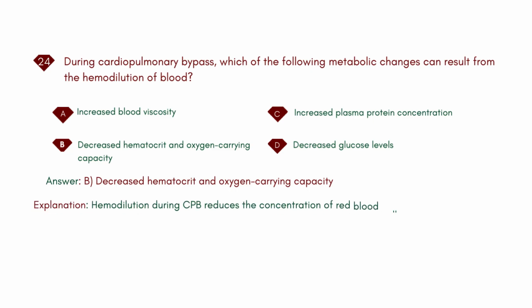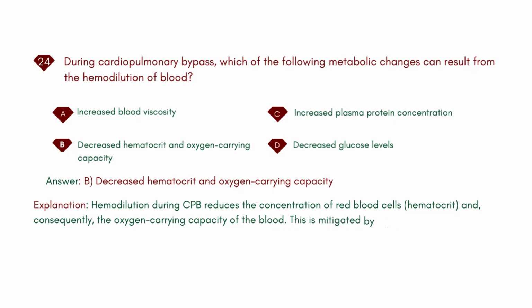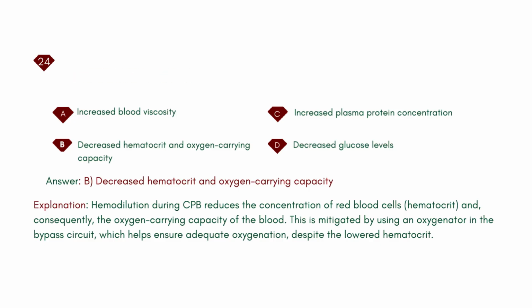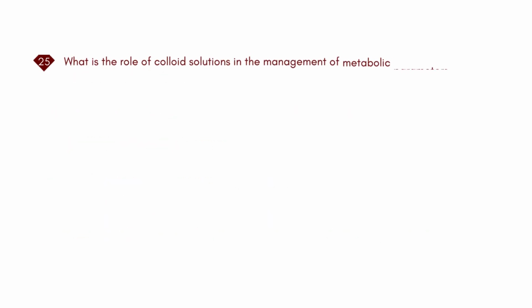Explanation: hemodilution during CPB reduces the concentration of red blood cells, hematocrit, and, consequently, the oxygen carrying capacity of the blood. This is mitigated by using an oxygenator in the bypass circuit, which helps ensure adequate oxygenation, despite the lowered hematocrit. What is the role of colloid solutions in the management of metabolic parameters during cardiopulmonary bypass?